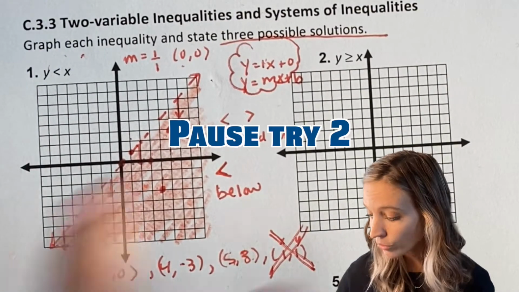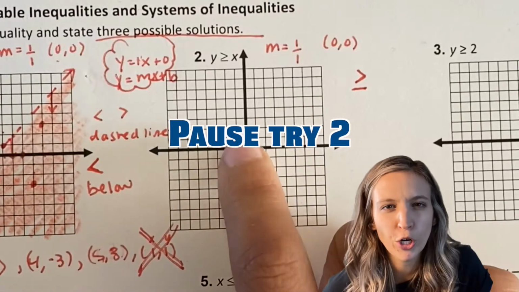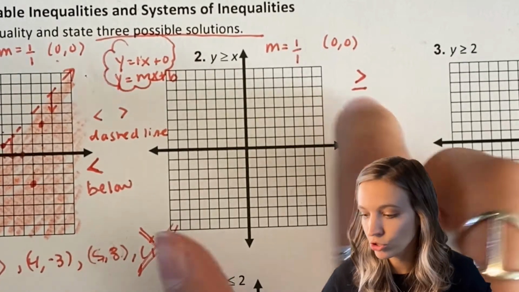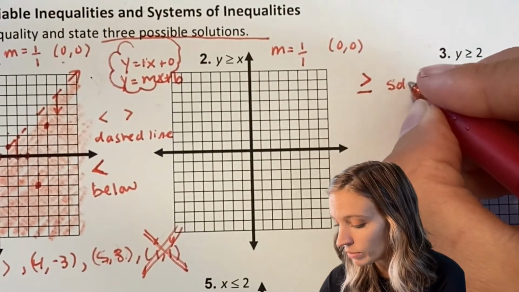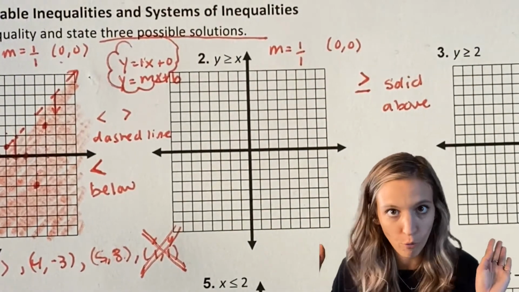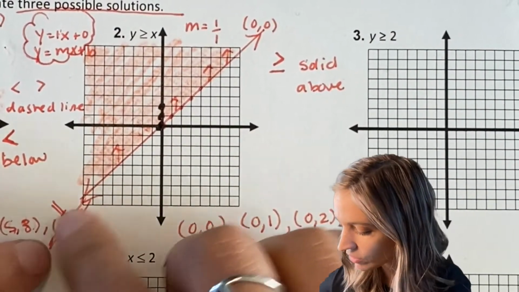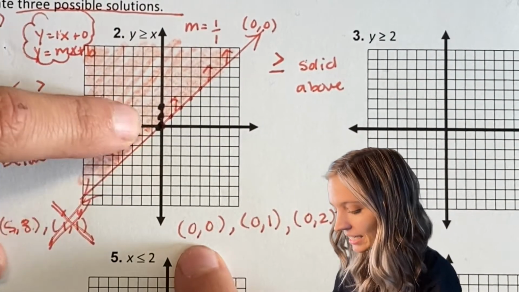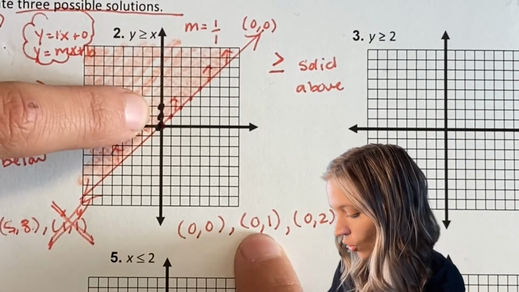Why don't you go try to graph this next one? Before you draw your graph, let's check to make sure you're going to draw it correctly. Since I have a greater than or equal to sign this time, I know that my line's going to be solid and it's greater than, so I'm going to shade above that line. Go for it. Check your graph with my graph. I have a solid line and then I've shaded above it for my greater than. The 3 points I decided to identify were 0, 0, 0, 1, and 0, 2.